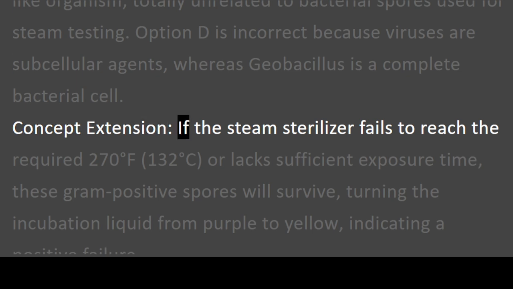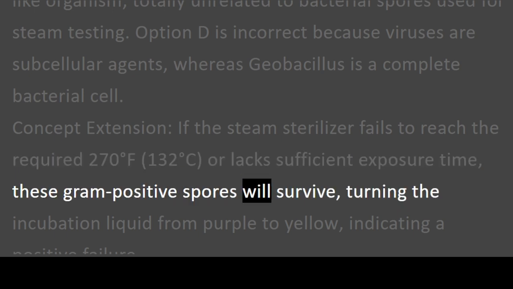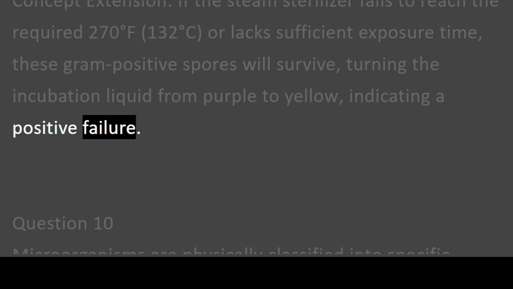Concept extension: if the steam sterilizer fails to reach the required 270 degrees Fahrenheit (132 degrees Celsius) or lacks sufficient exposure time, these gram-positive spores will survive, turning the incubation liquid from purple to yellow, indicating a positive failure.